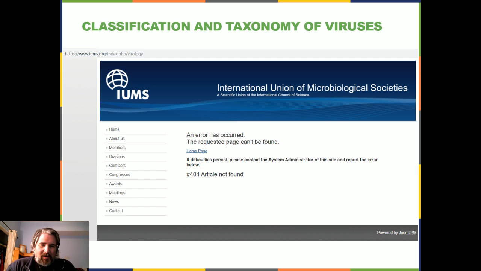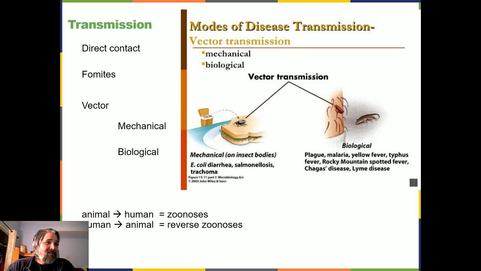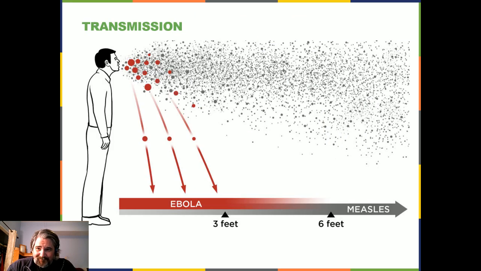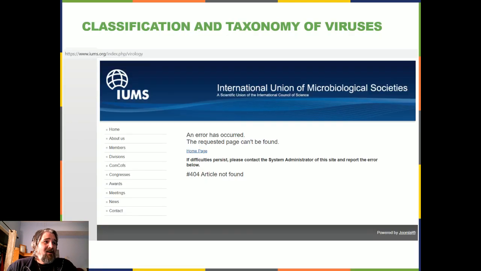Last time we went through the beginning of chapter 6, looking at the classification of viruses. What are viruses? Let's roll back a little bit. A little basics on the transmission of disease. What I didn't fill in before we called it a day was the International Union of Microbial Societies, whose virology division is tasked with classifying viruses.